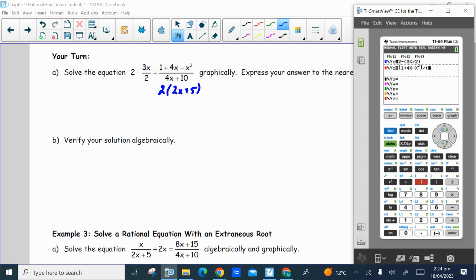And that's all divided by, in brackets, 4x plus 10. So graph, and there are 2 points of intersection, it looks like. The first one, I'll put my guess at -5. It's at -3.338, it looks like.